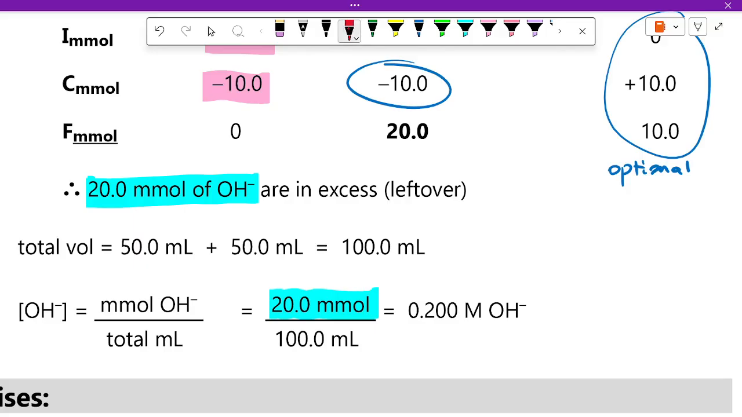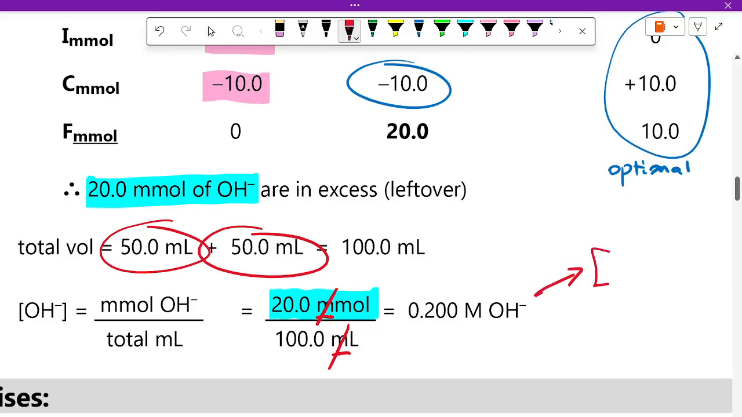Okay, so we got our milli and we got our milli. Those will cancel out. And our total volume is 50 plus 50 gives us 100 because we have mixed the two, and we get 0.2 molar OH minus. Yes? So we could at that point turn that into concentration of H plus, and we could find then pH, or we could turn it into pOH and find pH. Any of those will do. Okay?